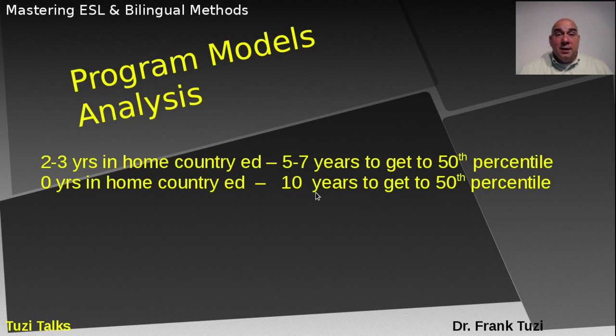Now, bear in mind, this information does not take into account the first language. As I've shown you in other presentations, students coming in with a language that's more closely related to English will be able to get to the 50th percentile faster than those who come from a language that's more distant from English. But this is also good to know. Knowing the first language is going to definitely aid them in learning the second language.